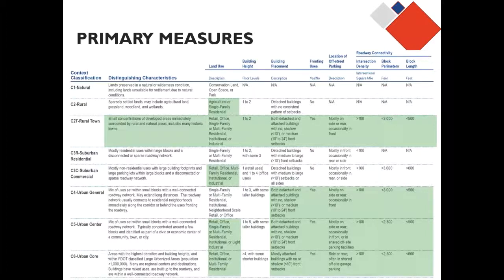And so how do we know that Havana, Florida is not actually a C4 or C5 or C6 condition? Well, it's not an area of a million population, so it's certainly not going to be C6. What's going to tell us this is going back and looking at those distinguishing characteristics. A C2T rural town is a small concentration of developed area immediately surrounded by rural and natural areas. That's what we're looking at with Havana. So we're not C4, we're not C5. What we're falling into here is a C2T condition using these primary measures.